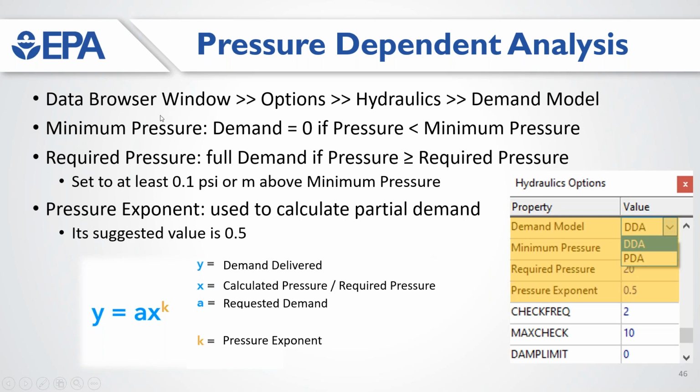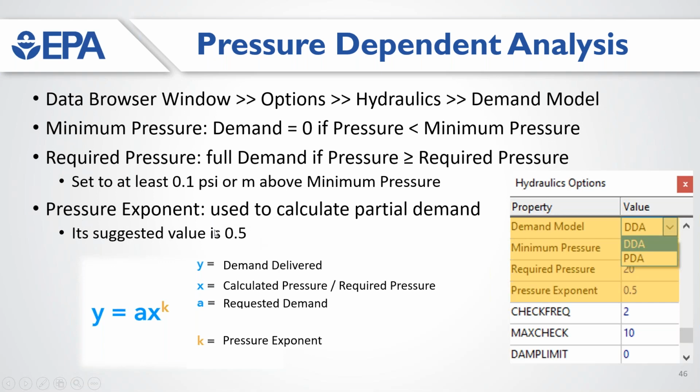So in the data browser, as Tara introduced briefly, if you go to the option, hydraulics demand model, you can choose demand dependent model or pressure dependent model. And you can specify parameters. Basically, this equation is widely used to calculate demand when pressure is not high enough. So here we have an interesting parameter K. Usually it's set to be 0.5, but in reality, it's not.